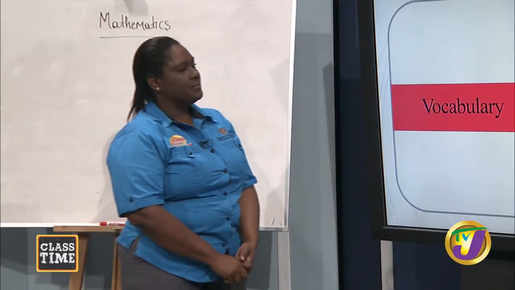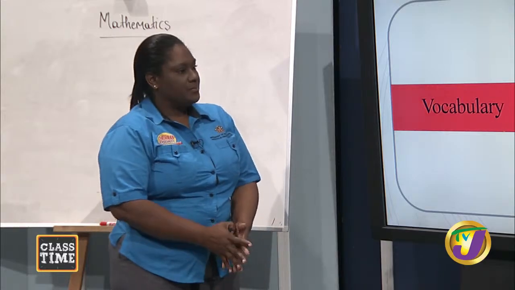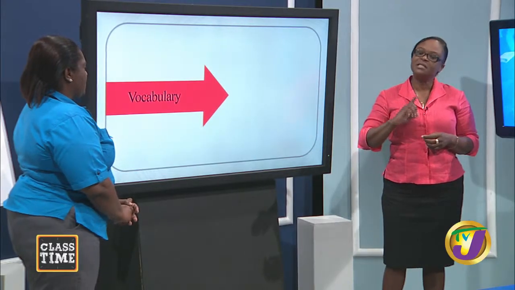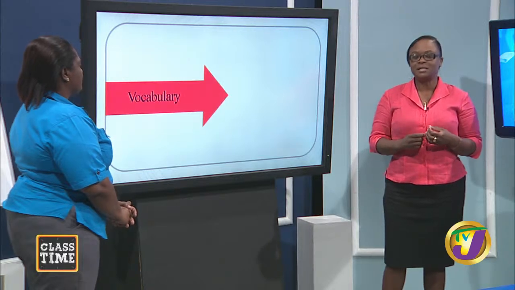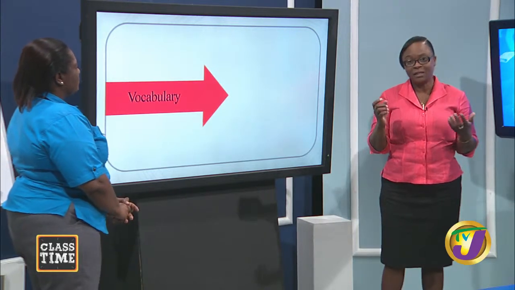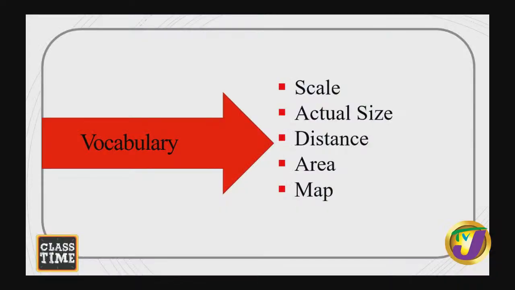Also, in our conversation, as we go on, I'll encourage you to look out for these vocabulary words. We'll be using them consistently, and so I ask only that as we go on, you make notes of what they mean, what they are, and how they help you to better understand what we're doing. And these words are scale, actual size, distance, area, and of course, map.